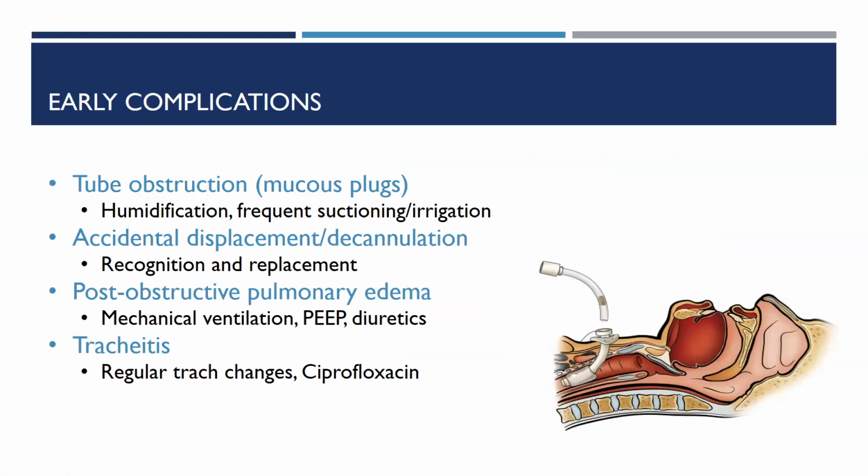Okay, so early complications. We already went over this: mucus plugs. There's a little mucus plug right there. You can prevent that with a humidified trach collar, or if they're on the vent, humidification, obviously, and then frequent suctioning. Next, accidental displacement or decannulation. This is why we ask that the nurses don't change the trach ties or really touch it at all. Nobody should change it except for us at the beginning.